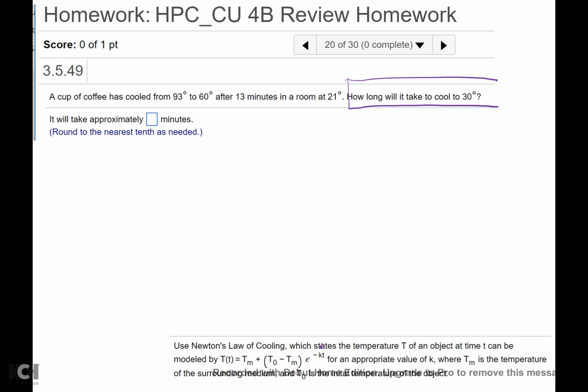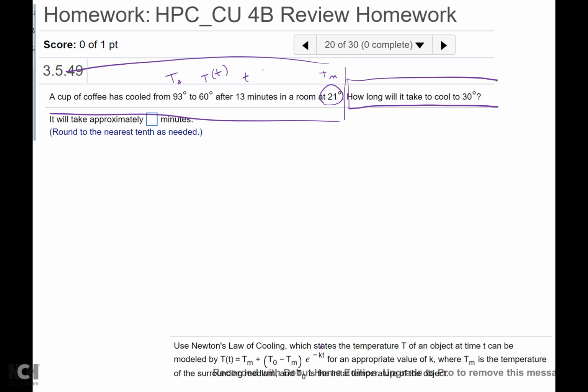Alright, the constant, that k, is kind of the rate at which this thing is cooling. So the first thing we do is identify the values. Here is my medium temperature, that's the temperature of the room. Here's my initial temperature, so that's T sub naught. Here's my final temperature in this scenario. And then here's my time.